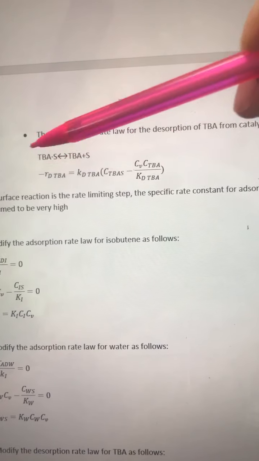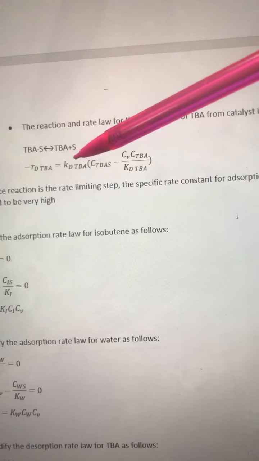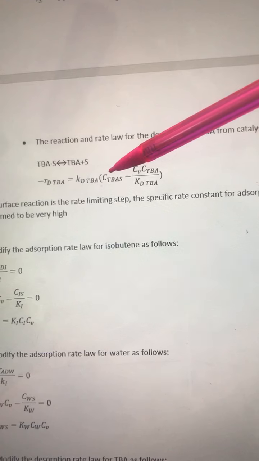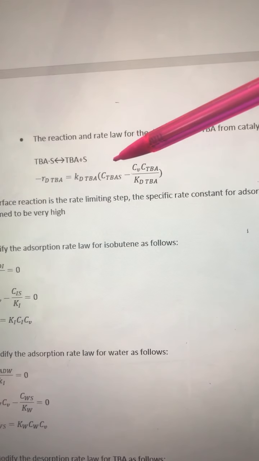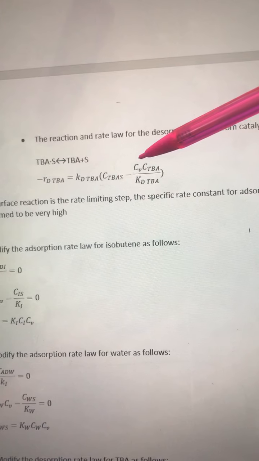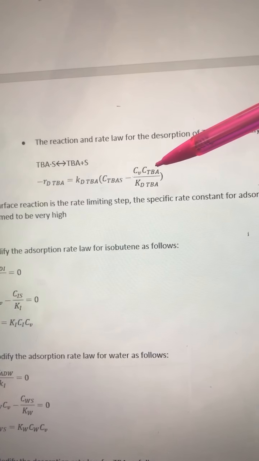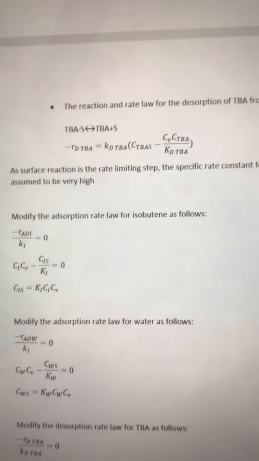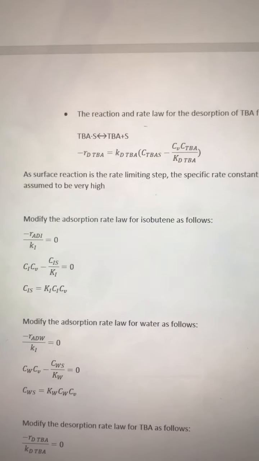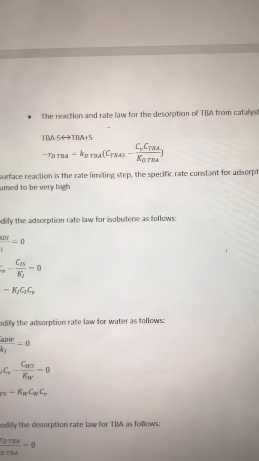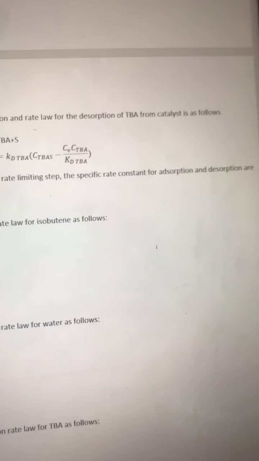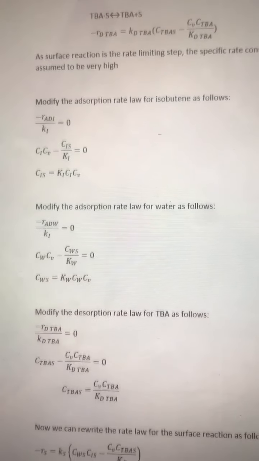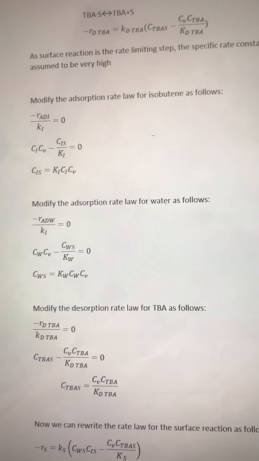The rate of disappearance for the desorption of TBA equals the rate constant for the forward reaction times the concentration of TBA that the site is filled with minus the concentration of the vacant site multiplied by the concentration of TBA, and that's all over the equilibrium constant of the desorption. So we know the surface reaction is the rate limiting step, and the specific rate constants for adsorption and desorption are seen to be very high, which allows us to then modify the rate laws.